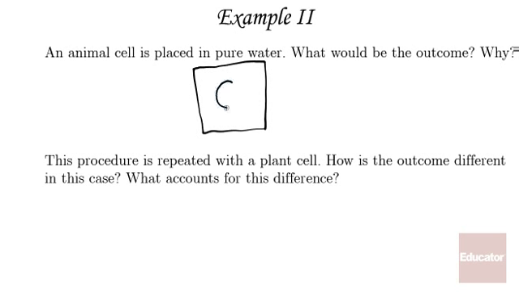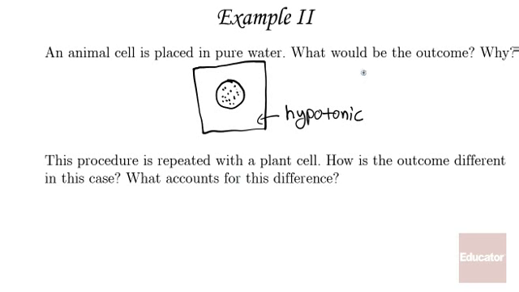Now I put an animal cell in it. And the animal cell is going to have all kinds of solute substances in the cytoplasm, whereas the pure water is not. Therefore, what you've done is to place the cell in a hypotonic environment. This is hypotonic relative to the solute concentration, the osmolarity within the cell.